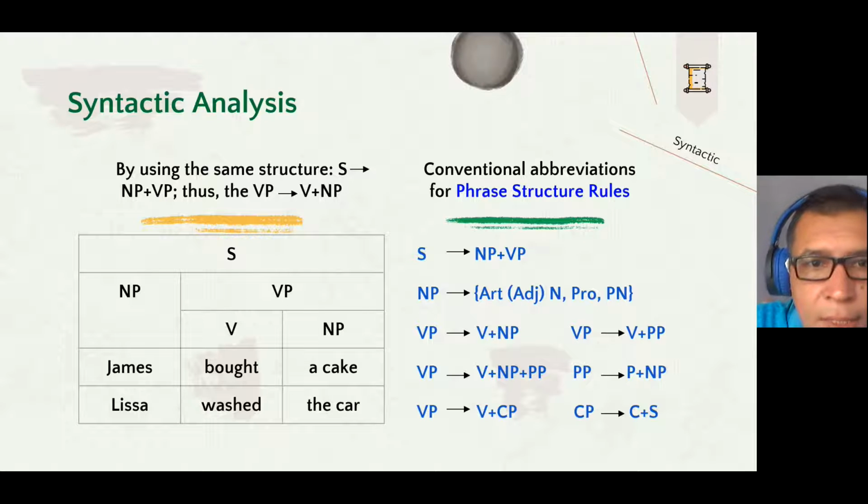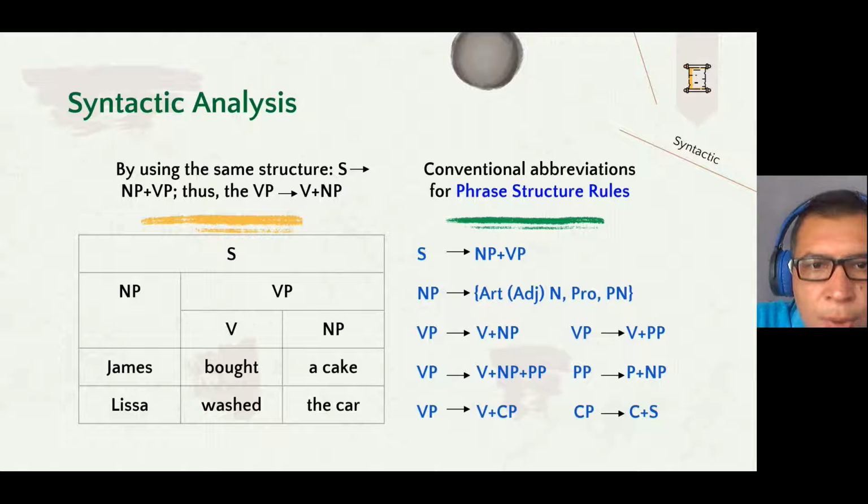So we have here the sentence. It may be read as noun phrase plus verb phrase. The noun phrase can be made of article, adjective, noun, pronoun, or proper noun. The verb phrase can be made of the verb plus a noun phrase. Also, the verb phrase can be made of verb plus prepositional phrase. And the other structure is that the verb phrase can be made of verb plus noun phrase plus prepositional phrase. And the prepositional phrase is made of a preposition, of course, and another noun phrase.